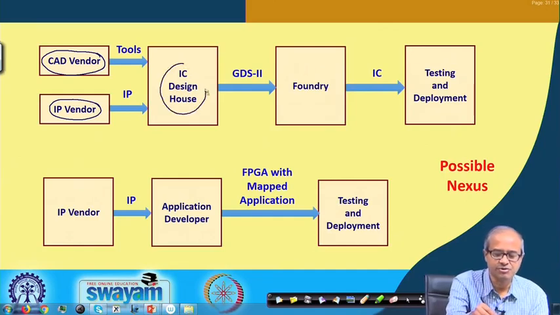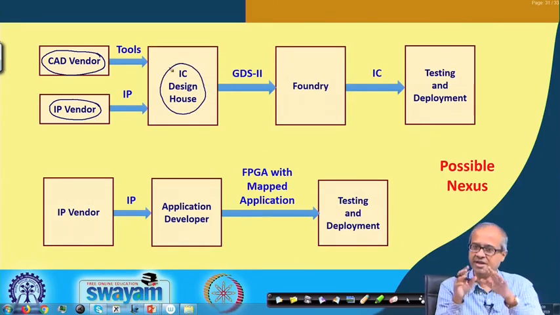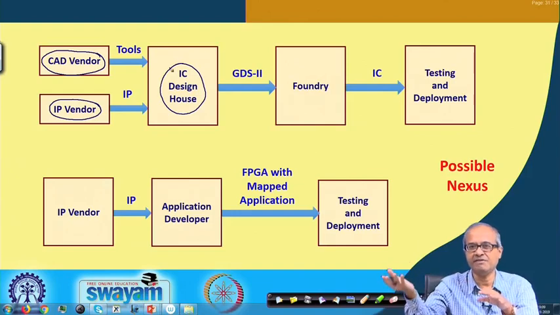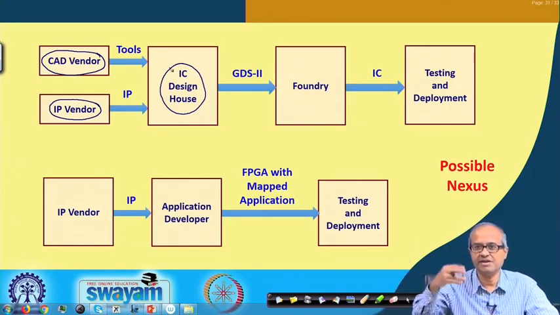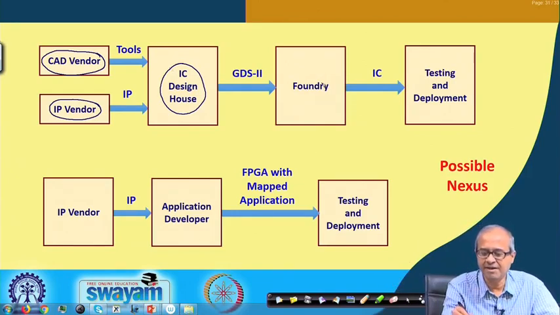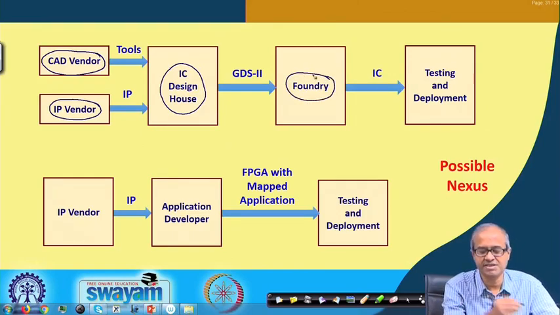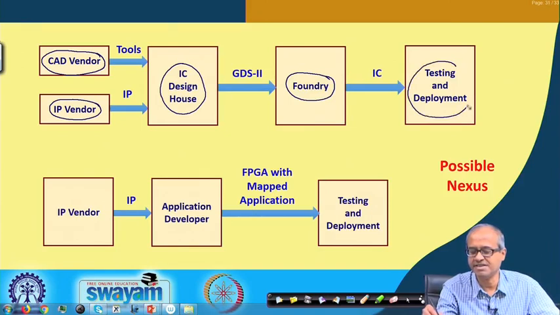IC design house: the place where you are designing. Well, you can do it yourself or you might have given it to a third party for designing, so it can be a design house also. And finally, the place where you are manufacturing the chip, the foundry, and the place where you are testing them.